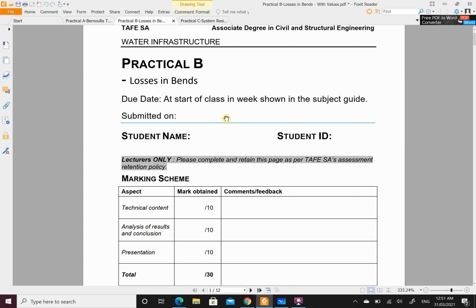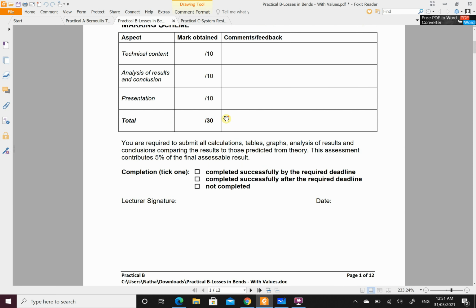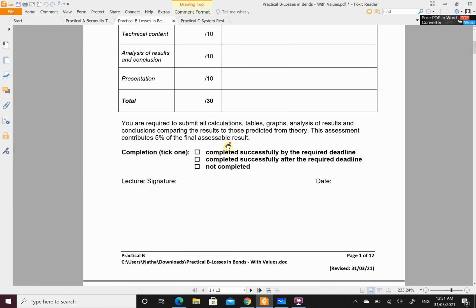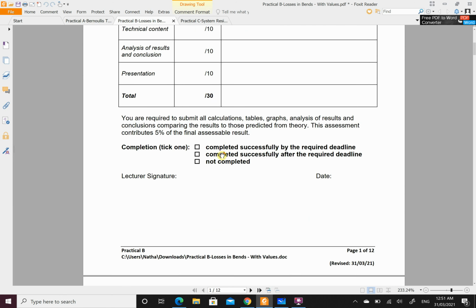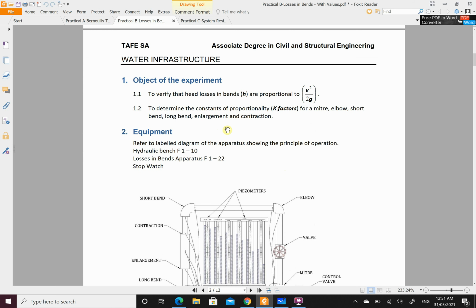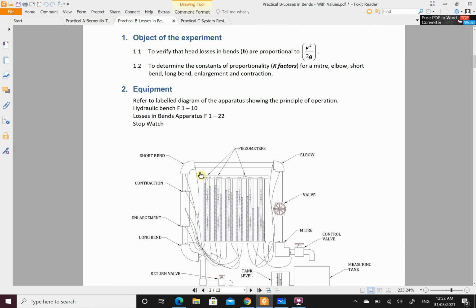Practical B is losses in bends. This one's not too difficult. What we need to do is go through it again, just like last time. Student name, student ID. We've obviously got the objective of the experiment. We're trying to verify that head loss in bends is proportional to v squared on 2g. And we're trying to determine the k factors for different fixtures: short bend, elbow, valve, miter, control valve, long bend, sudden enlargement, sudden contraction.